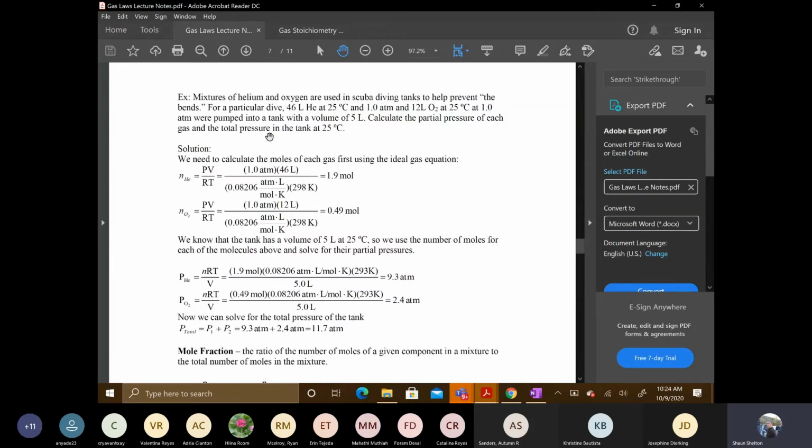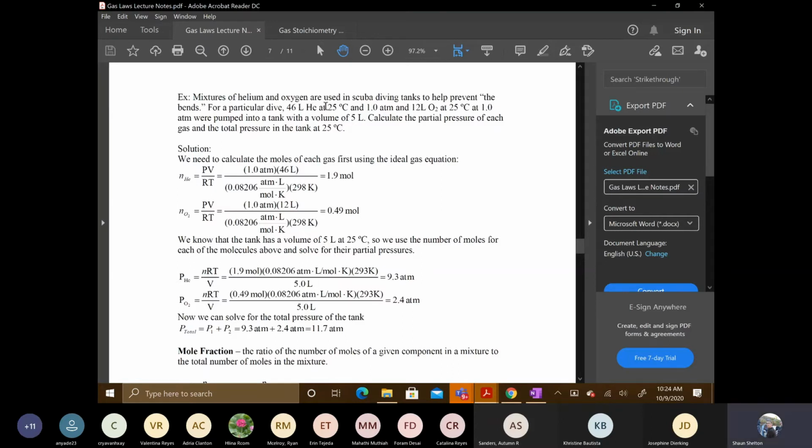So, for a particular dive, 46 liters of helium at 25 degrees Celsius and 1 atmosphere, and 12 liters of oxygen at 25 degrees Celsius and 1 atmosphere were pumped into a tank with a volume of 5 liters. Calculate the partial pressure of each gas and the total pressure in the tank at 25 degrees Celsius. So before we do anything, we're not given moles of helium and we're not given moles of oxygen.